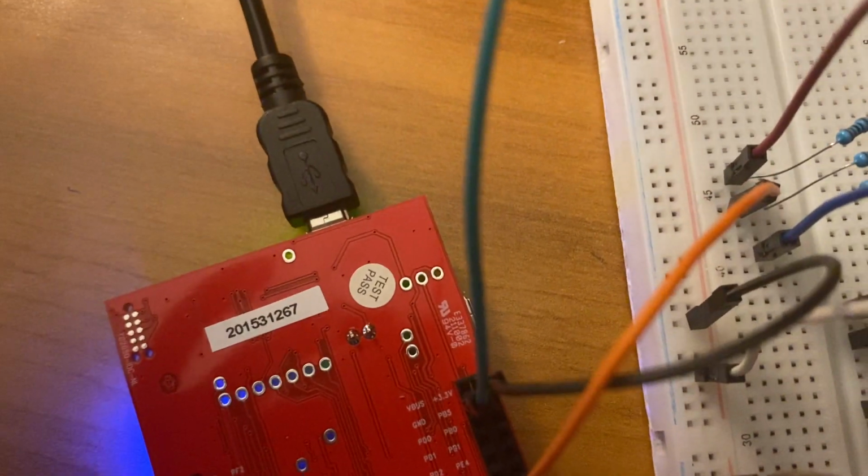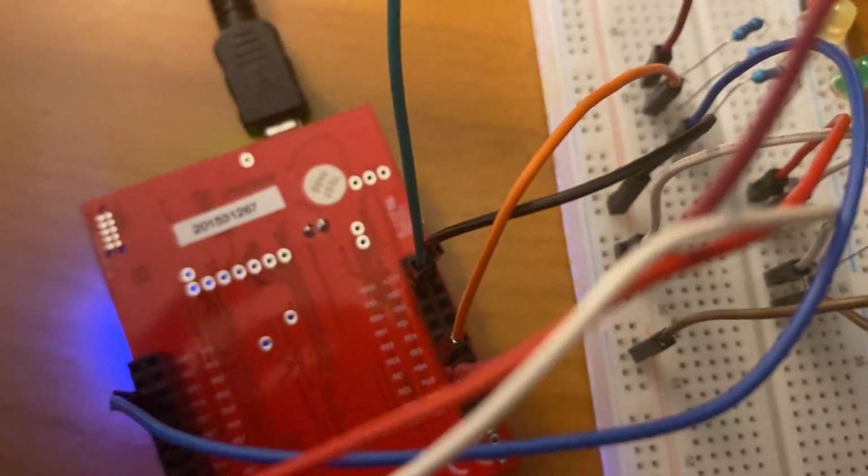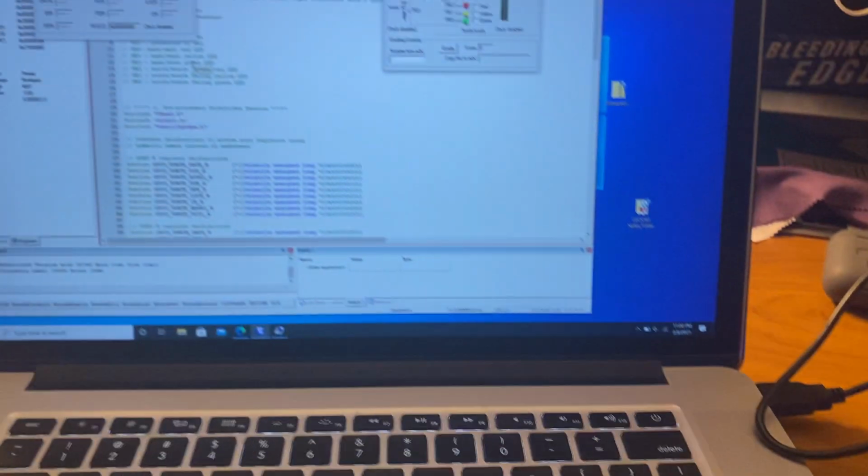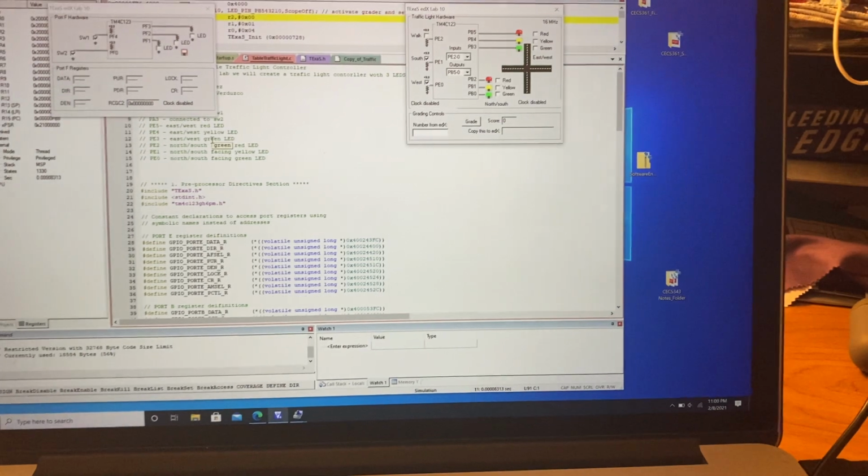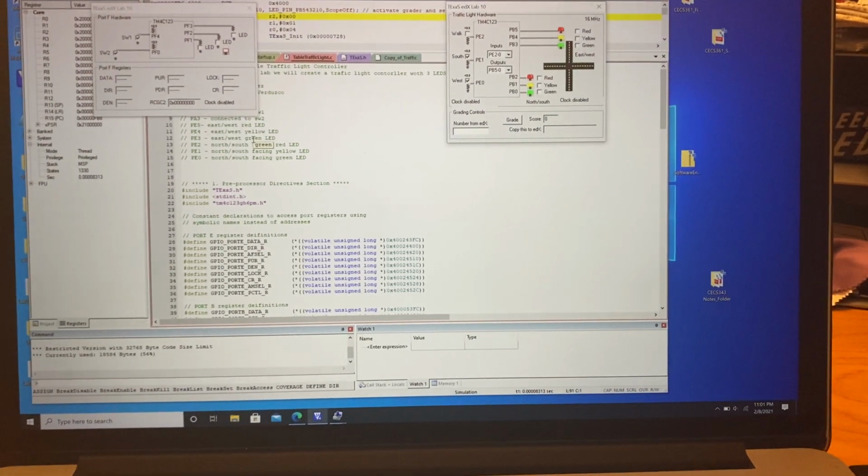And obviously they're attached to ground and voltage, but sadly, no matter how hard I try, it just doesn't seem to work. And that's my lab. Even with the help of my partner, I still couldn't figure it out. So, thank you.